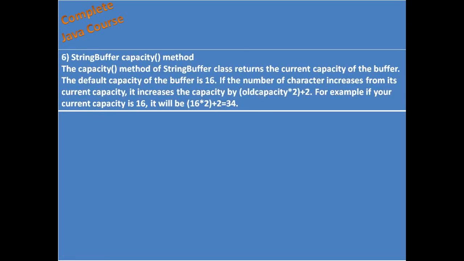Now the next method is the capacity method. The capacity method of the StringBuffer class returns the current capacity of the buffer. The default capacity of the buffer is 16. If the number of characters exceeds its current capacity, it increases the capacity by old capacity times 2 plus 2. For example, if your current capacity is 16, it will be 16 times 2 plus 2, which is 34.